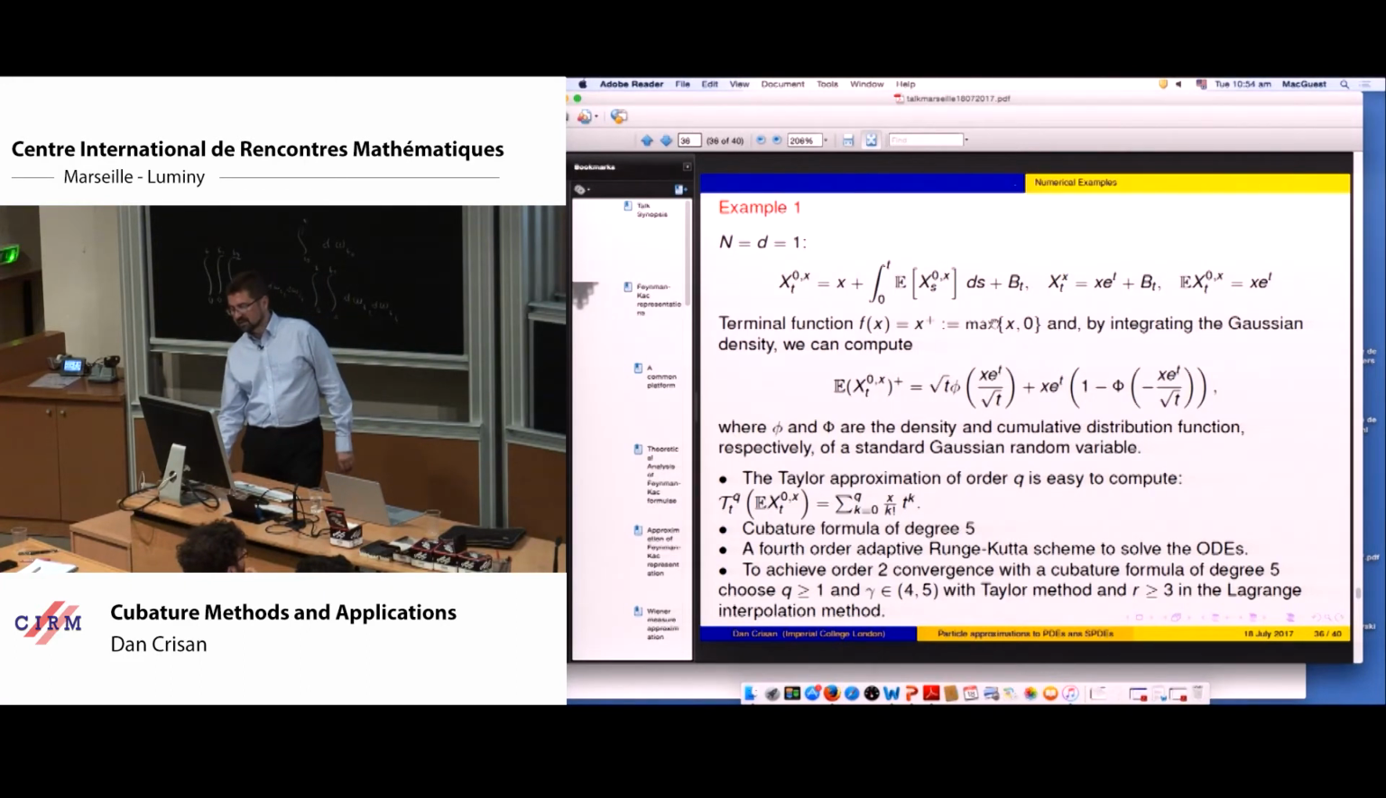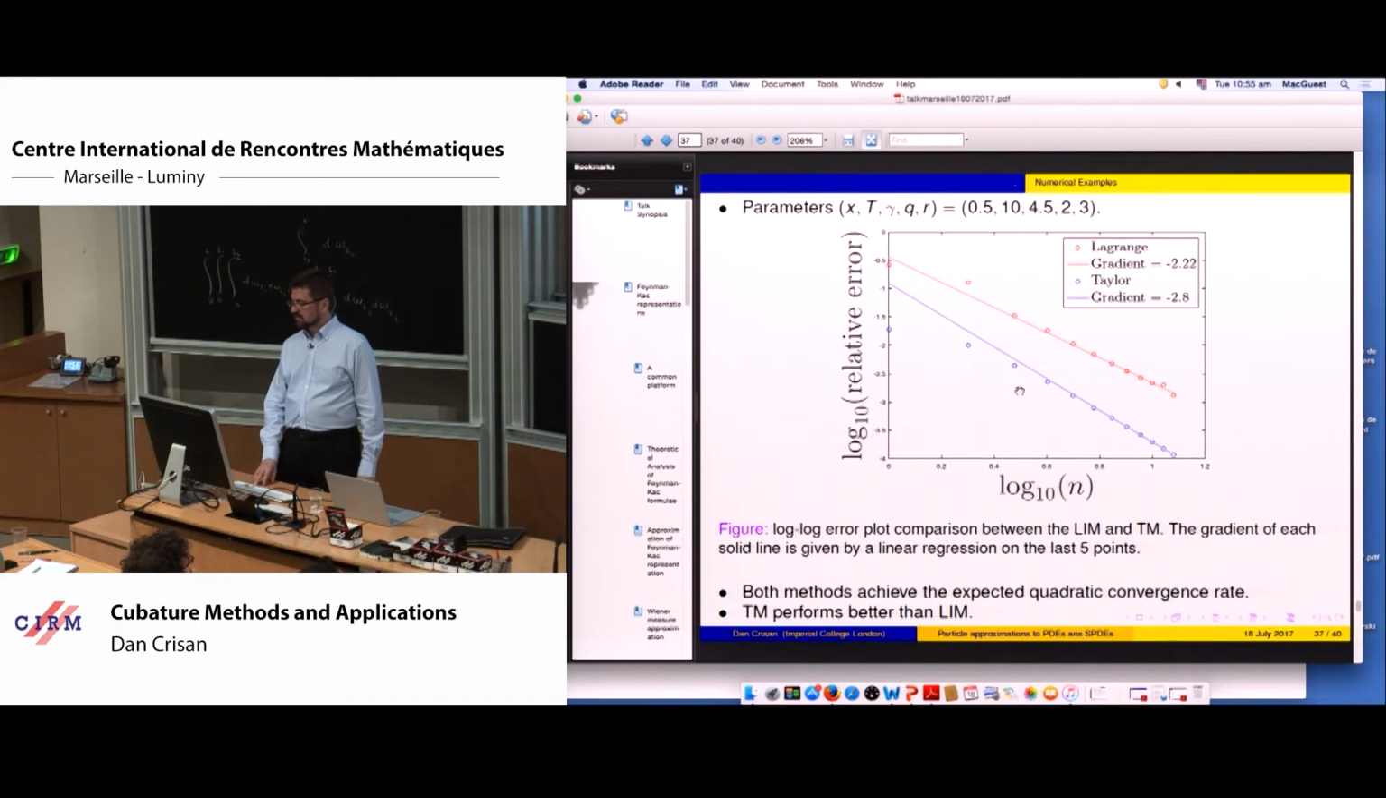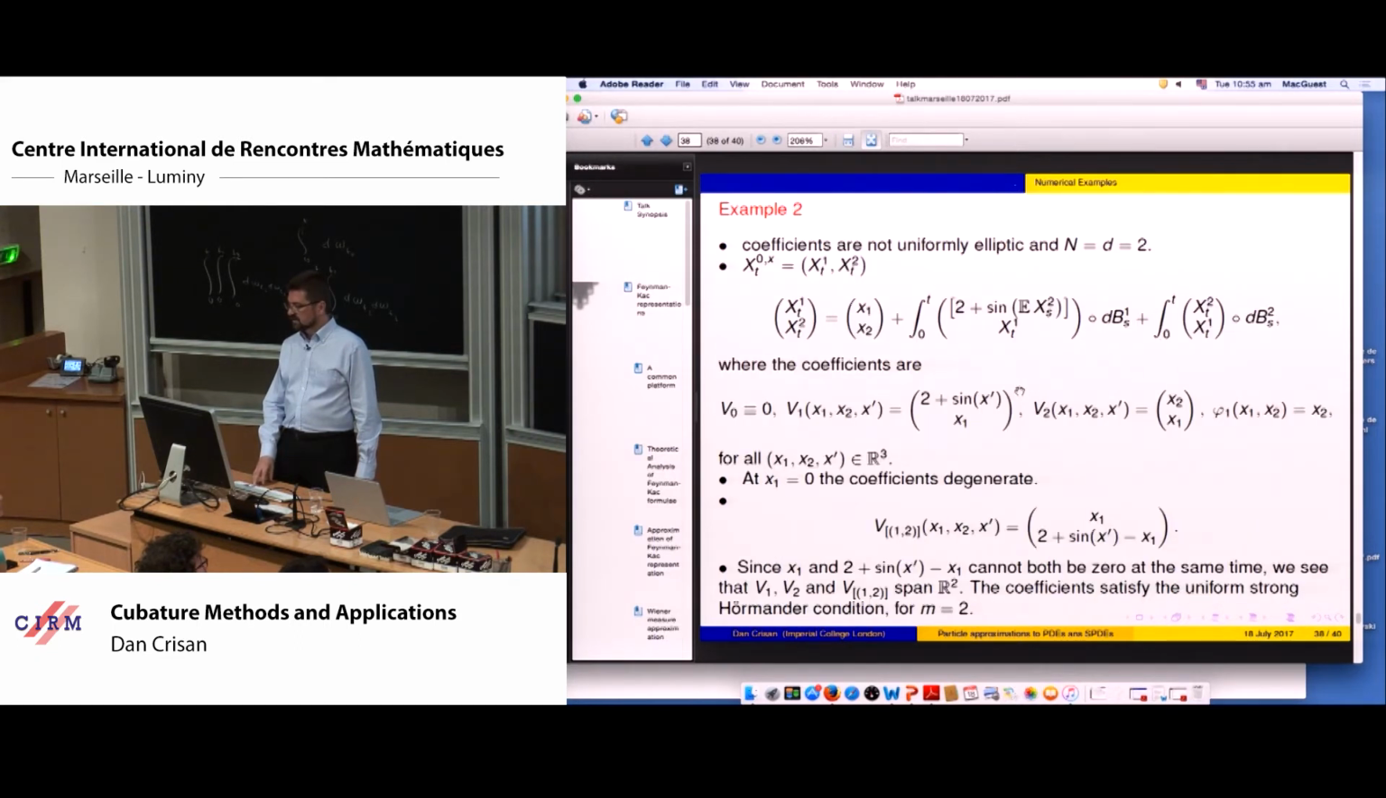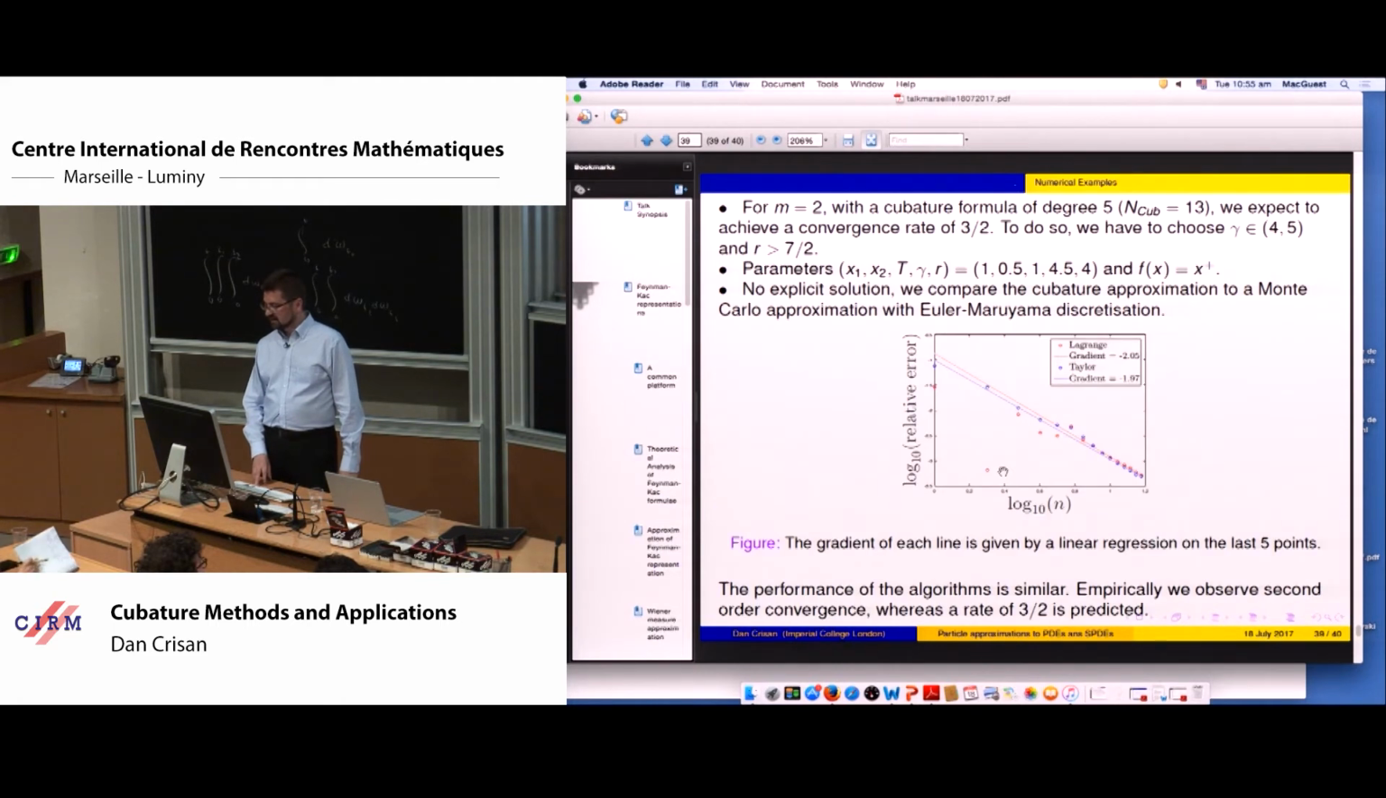So a simple example that we looked at was to take a nonlinear diffusion where the drift is given by the expected value of the diffusion itself, plus Brownian motion. The reason why we chose this is that you can compute it explicitly. There's an explicit expression, and we use that and show that obviously it's going to work, because otherwise I wouldn't be talking to you. And we also looked at a more complicated situation where the coefficients are not uniformly elliptic. It's a two-dimensional case, and again in this case the whole methodology still works.